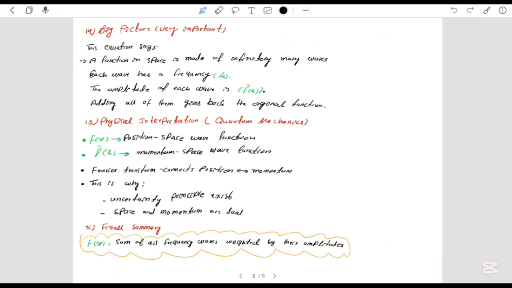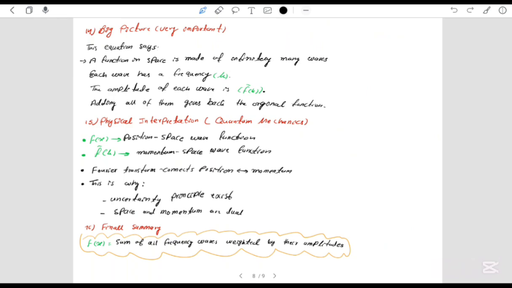Physical interpretation in quantum mechanics: f of x is the position space wave function, and f tilde of k is the momentum space wave function. So the Fourier transform connects position to momentum. This is why the uncertainty principle exists. This is why position and momentum are dual. Final summary of this lesson: f of x is a sum of all frequency waves weighted by their amplitudes.